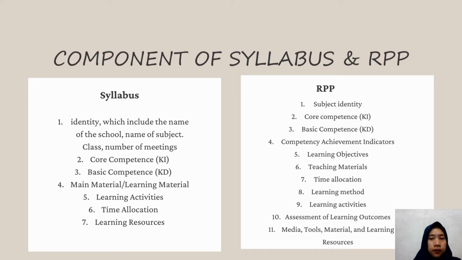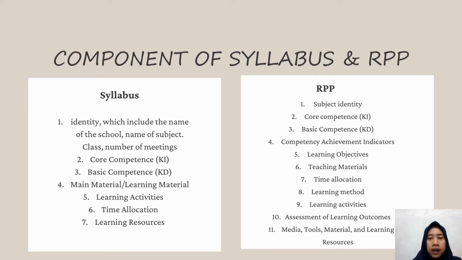Number six, learning teaching material. Teaching material contains relevant facts, concepts, principles, and procedures, and is written in the form of a concept map in accordance with the formulation of the competency attainment indicator. And number seven, time allocation. Time allocation is determined according to the need for achieving a basic competence and learning load.